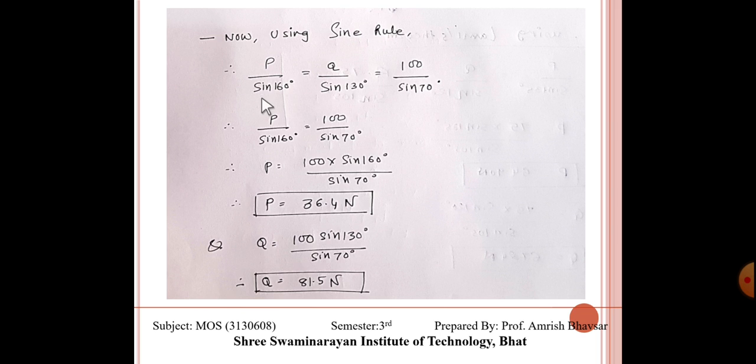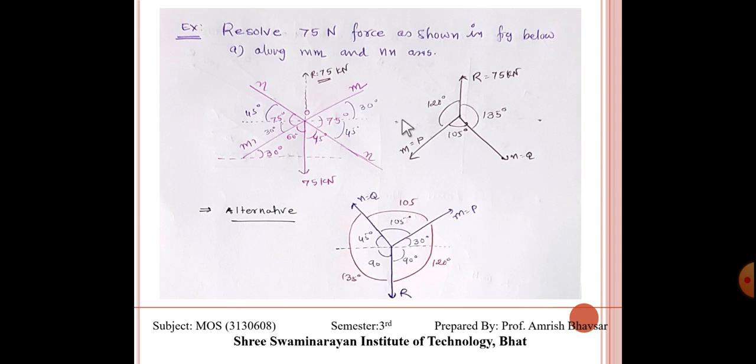We are going to take a pair of these two, and from these two we will get P and Q forces. Clear? Now again, resolve the 75 Newton force shown in the figure below along the mm and nn axes. This is our mm axis and this is our nn axis, and here it is 75 Newton. What we are going to do? We always take this as the resultant force and take it in the opposite direction. So, the mm axis is our P, this is our Q, and the opposite of this is R.